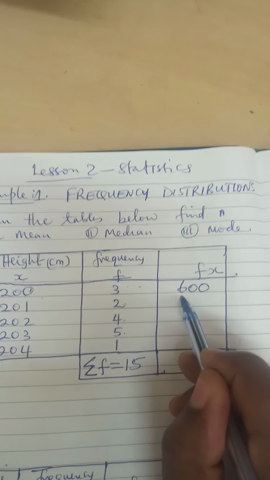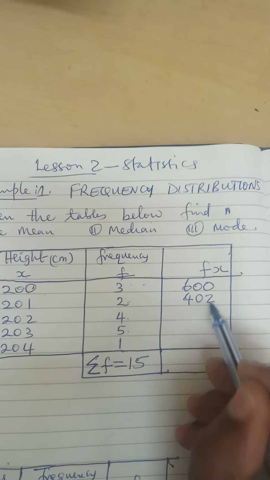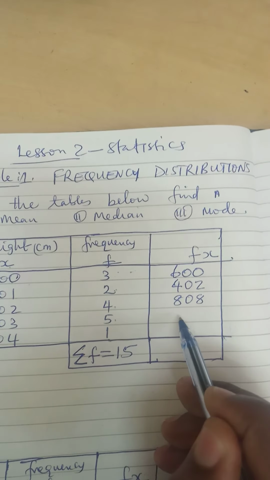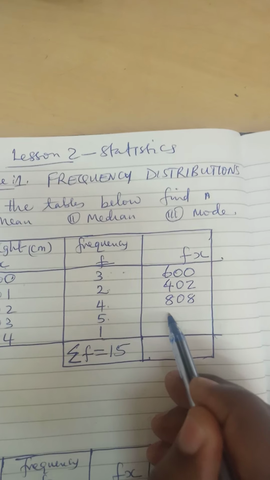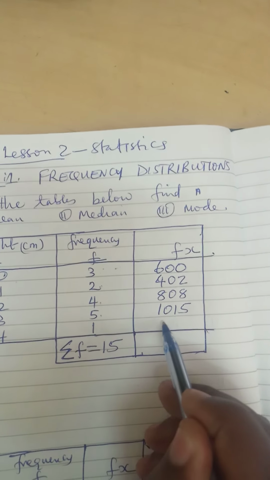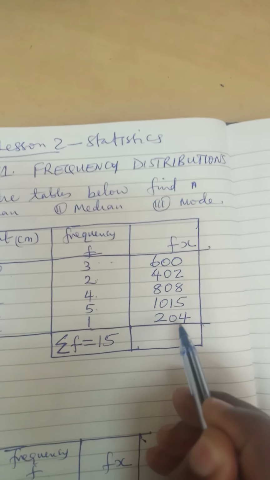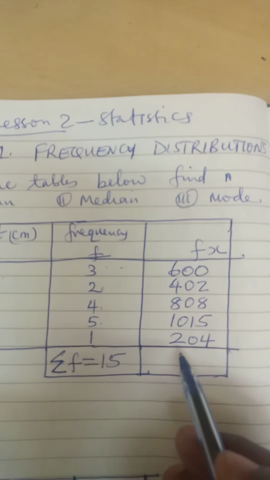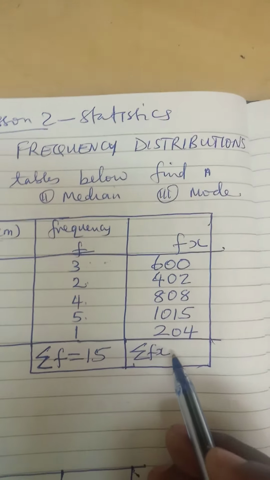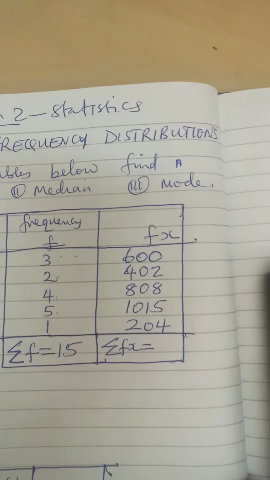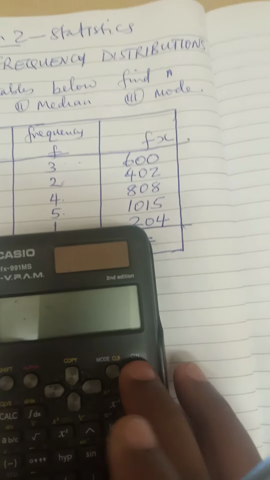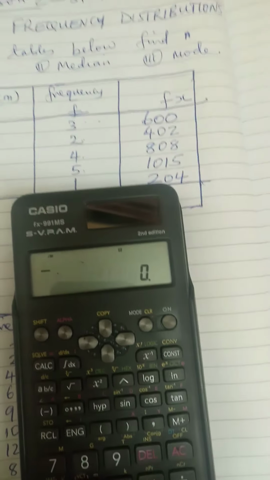202 by 2, this will give us 402. 202 by 4 will give us 808. You must use a calculator if you're not sure. And 203 by 5 will give us 1015. And 204 by 1 will remain 204. In the same sense, we find the summation of f of x. The summation of f of x is obtained by adding. So the candidate is expected to add using their calculator.